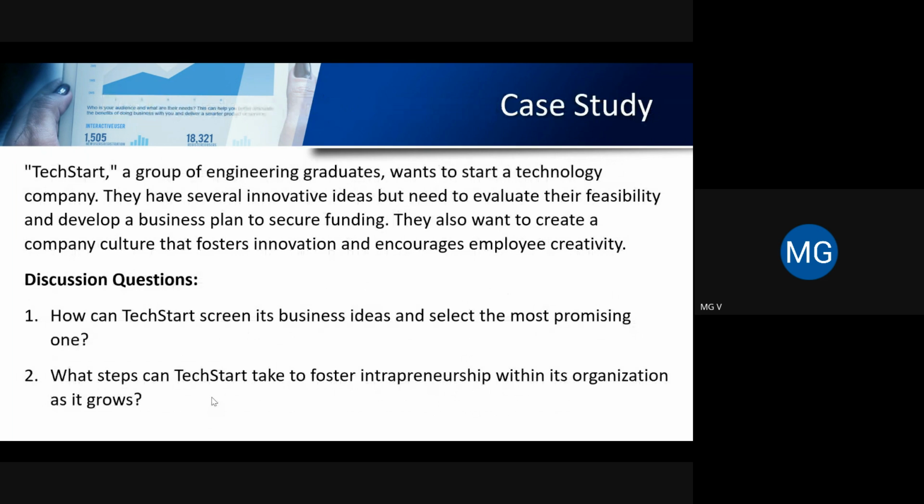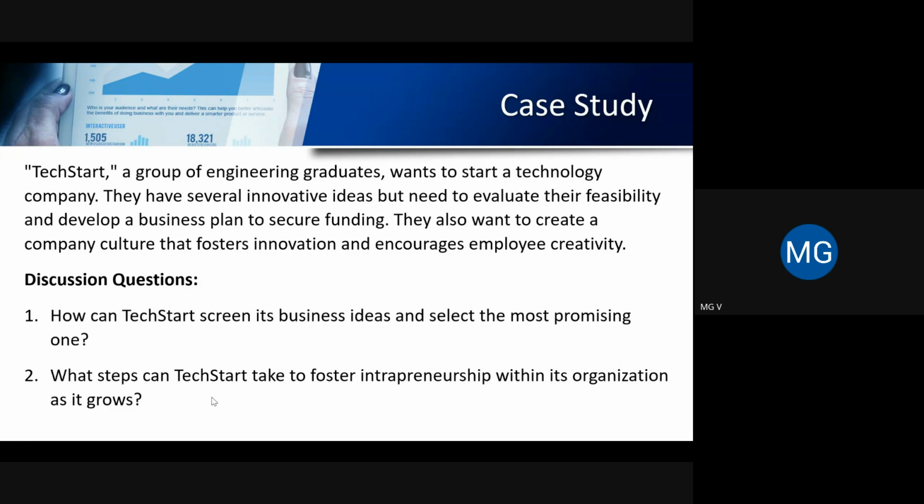TechStart, a group of engineering graduates, want to start a technology company. They have several innovative ideas but need to evaluate their feasibility and develop a business plan to secure funding. They also want to create a company culture that fosters innovation and encourages employee creativity. How can TechStart screen the business ideas and select the most promising one?